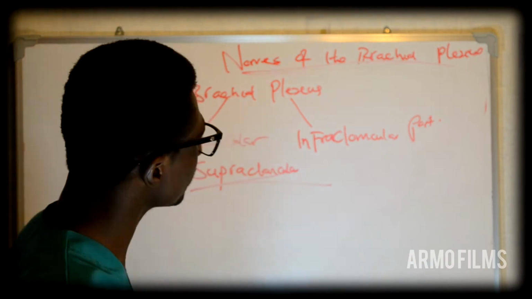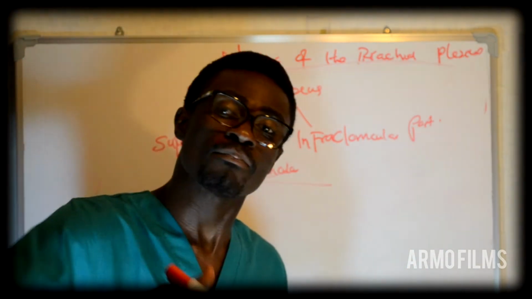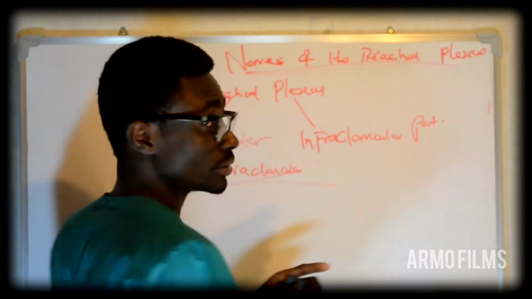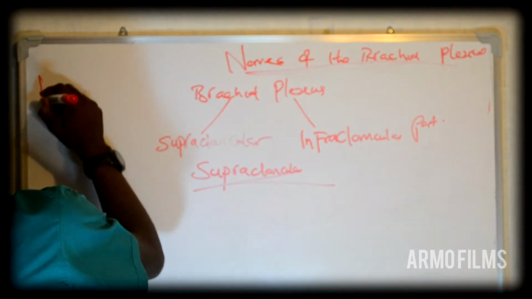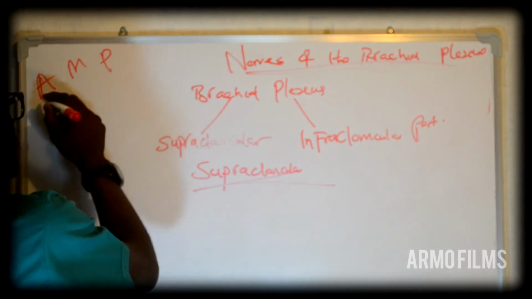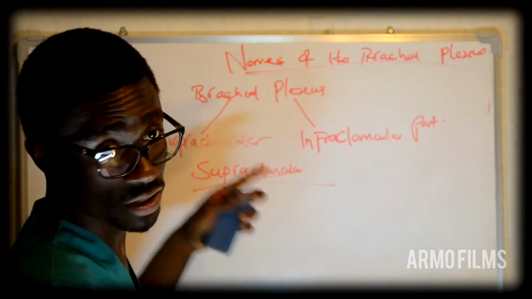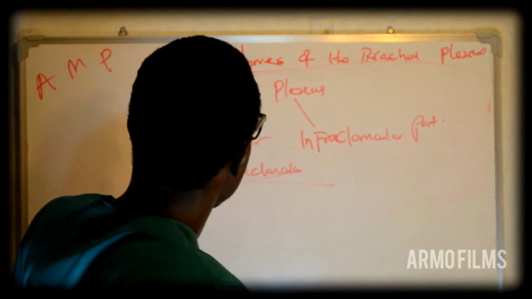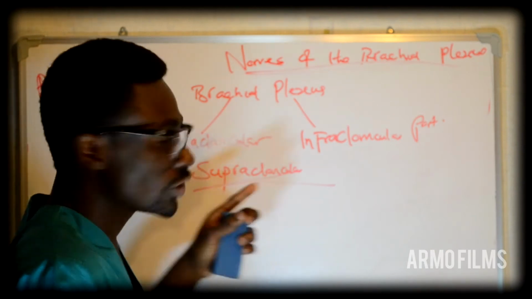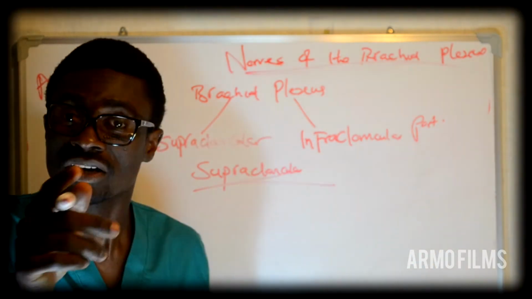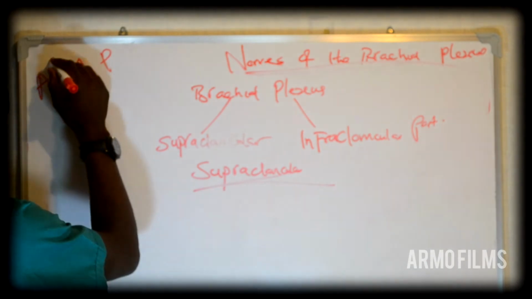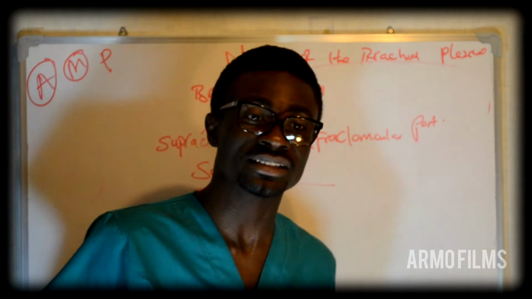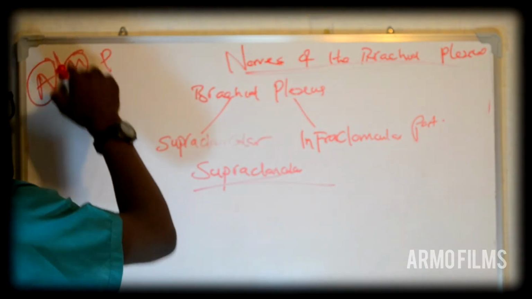They are found between what? The anterior and the middle scalene muscles, guys. You remember, we have the scalene muscles: the anterior, the middle, and the posterior. Remember, I used the abbreviation AMP. The trunks that make up the supraclavicular part of the brachial plexus lie between the anterior and the middle scalene muscles. That means it lies somewhere here.